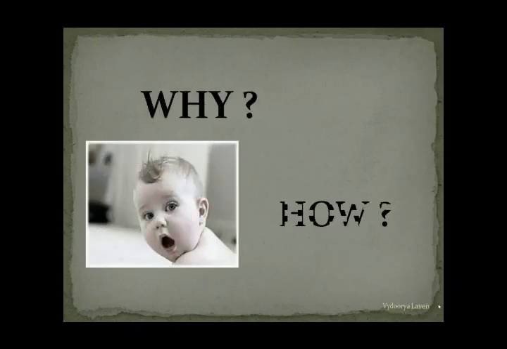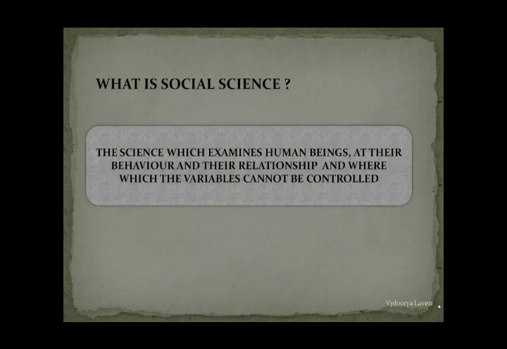But why? How? Before that, let me tell you what a social science is. The science which examines human beings, their behavior and their relationships, and in which the variables cannot be controlled. And now I hope that you would have guessed why economics is a social science. As I mentioned in the very beginning, in economics we see how we act in the society and what society gives us in return. This itself proves that economics is a social science. Here it clearly mentions the human beings and the relationships undergone with the society.